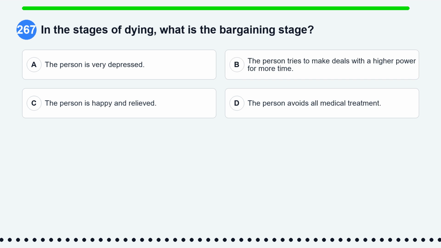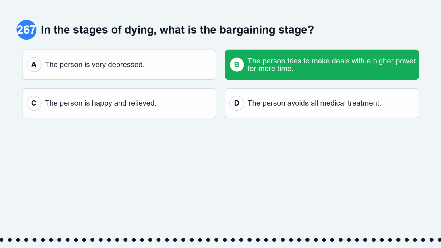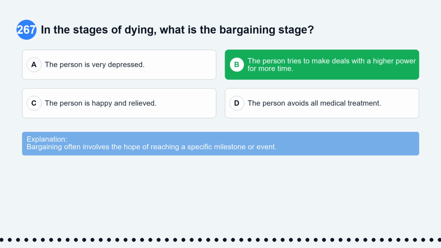Question 267. In the stages of dying, what is the bargaining stage? Option A, the person is very depressed. Option B, the person tries to make deals with a higher power for more time. Option C, the person is happy and relieved. Option D, the person avoids all medical treatment. The correct answer is option B, the person tries to make deals with a higher power for more time. Bargaining often involves the hope of reaching a specific milestone or event.